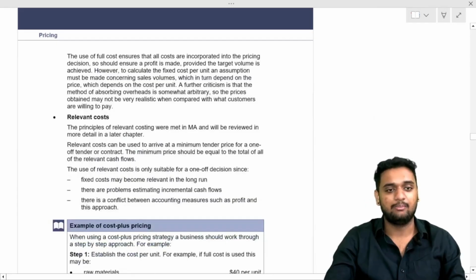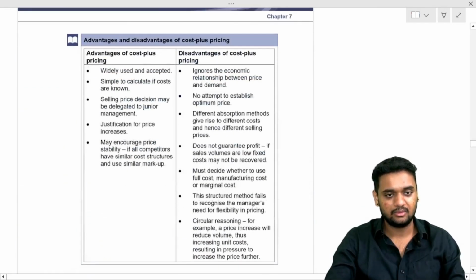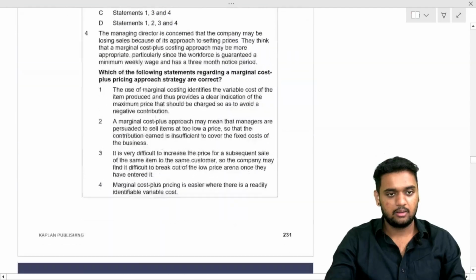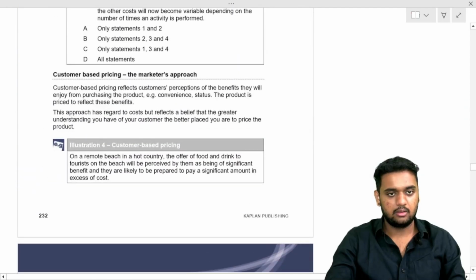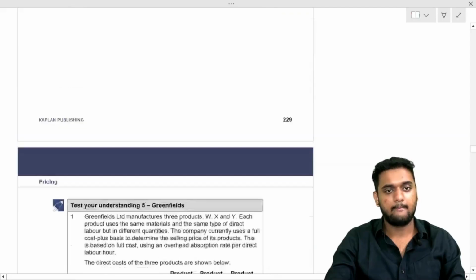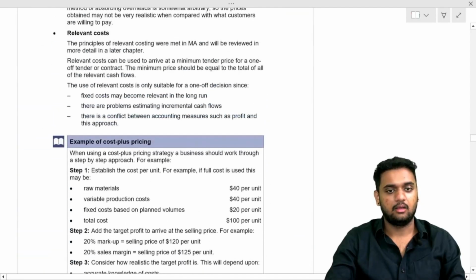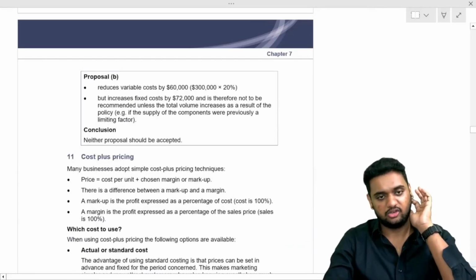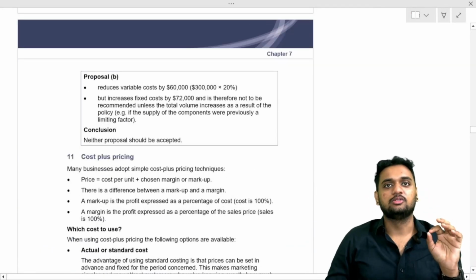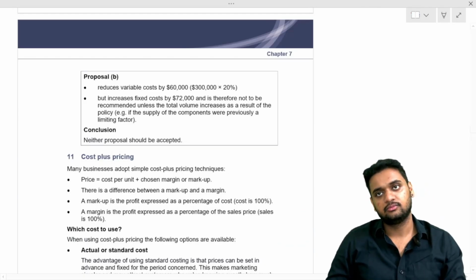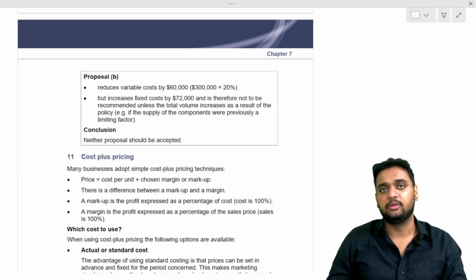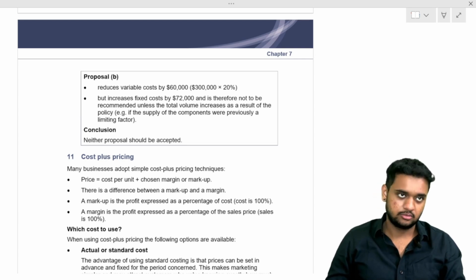Now we have to see a very, very important concept. After this I'll give a 2 minute break. Listen to me. We have two important concepts called markup and margin. You know the difference between markup and margin? Markup is on cost, margin is on sales.